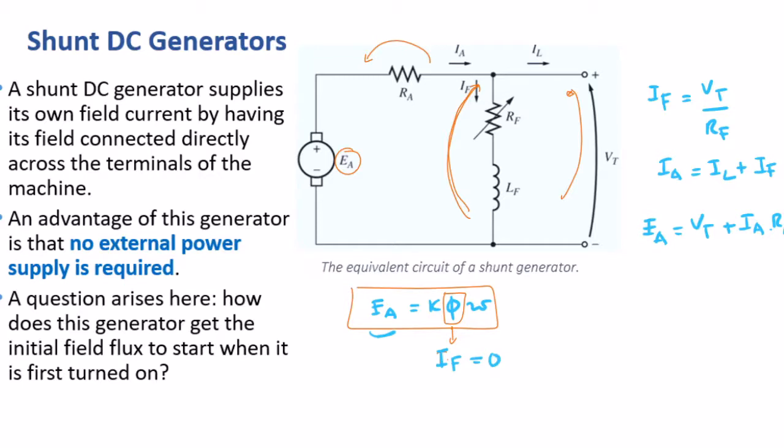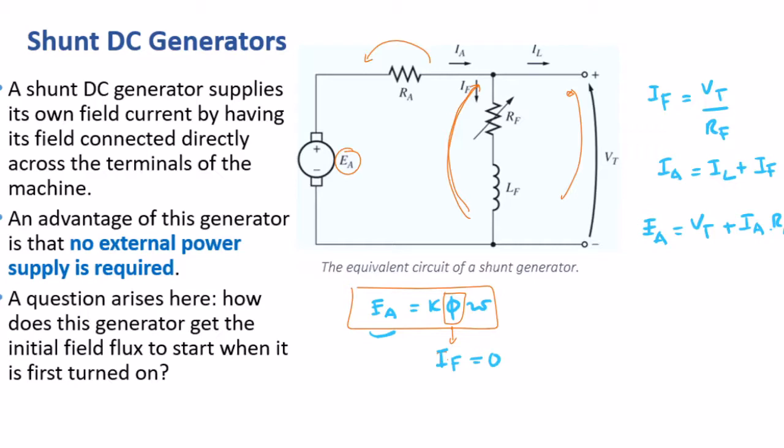So okay, if you're taking this, it means that the generator will not work. It will not generate any voltage. Okay. However, in reality, these generators do actually work. So how do we explain this? Where does the flux come from?